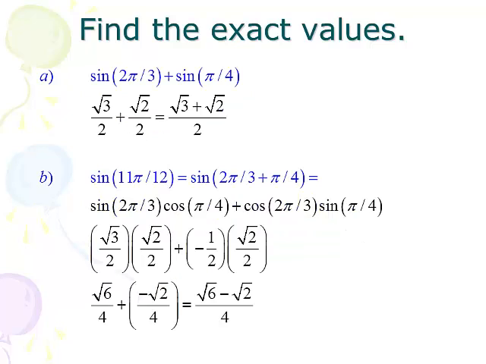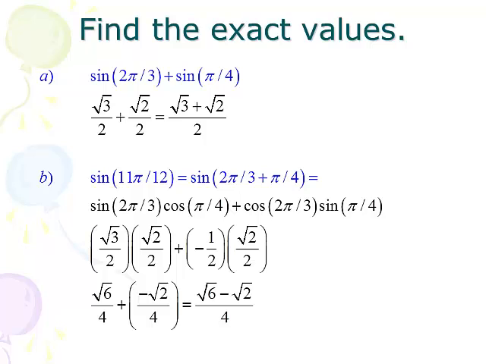Square root of 3 times square root of 2 is square root of 6. 2 times 2 is 4. Negative 1 times square root of 2 is negative square root of 2. 2 times 2 is 4. And we combine those two, and again, we cannot combine square root of 6 and square root of 2. We just have to leave it as square root of 6 minus square root of 2 all over 4.